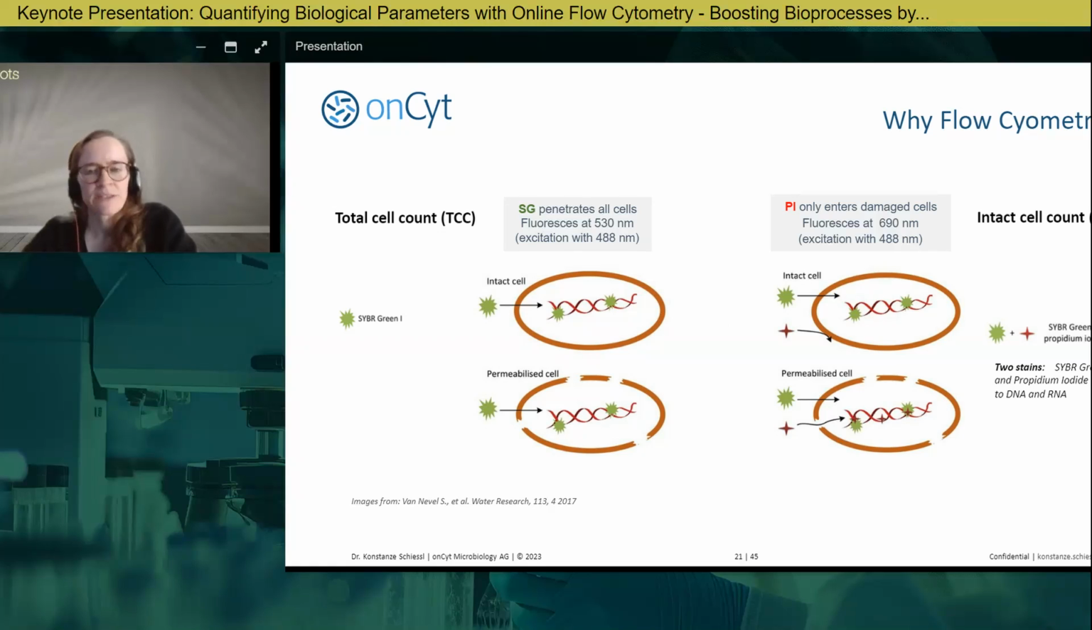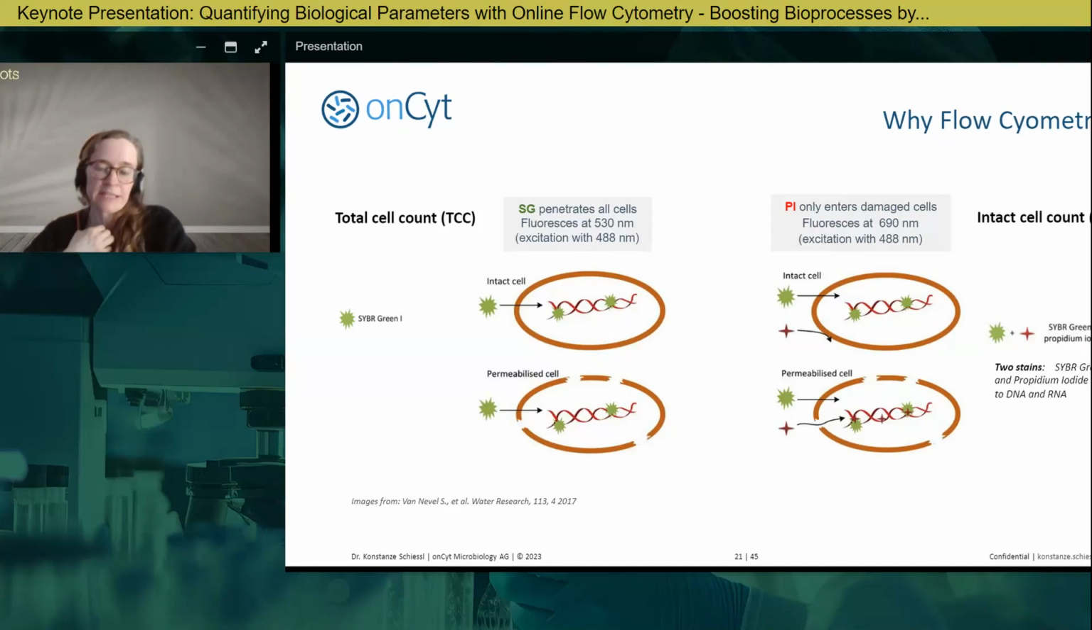Then you have a second stain that you can add, which is called propidium iodide. This one only enters cells that have been damaged. You can excite it with the same laser, but the emission will be in a different channel, so you can differentiate the green from the red one. The principle of this is shown in this schematic.